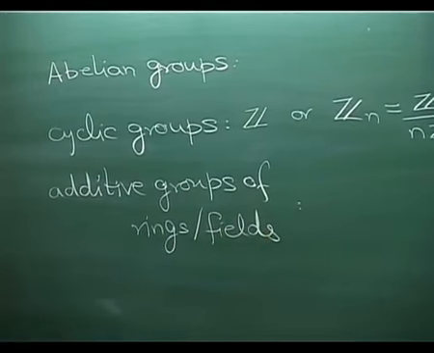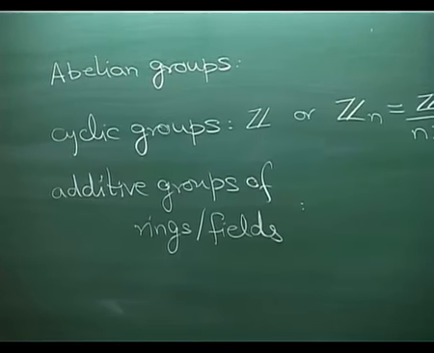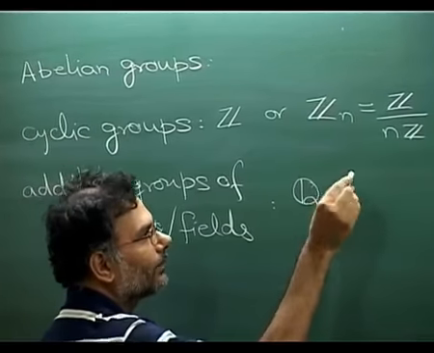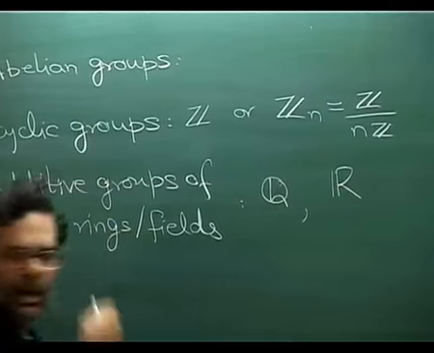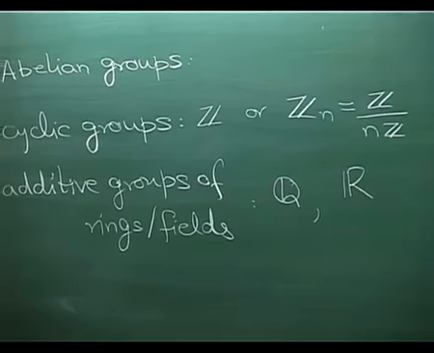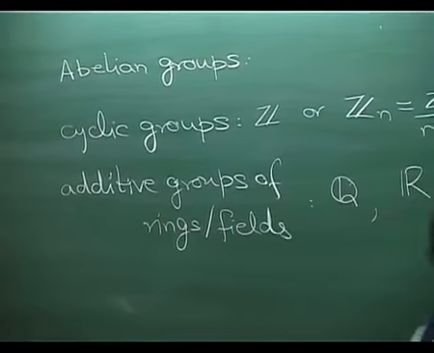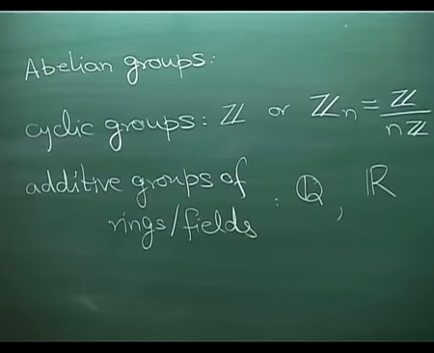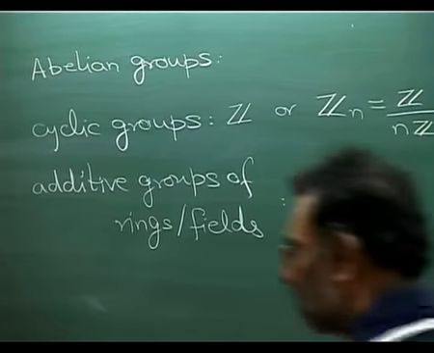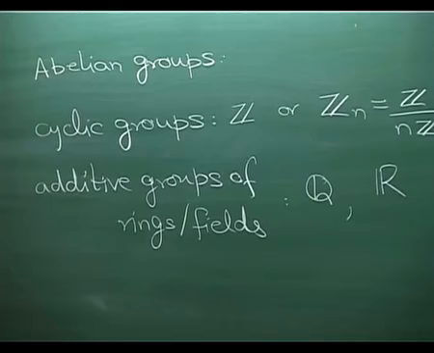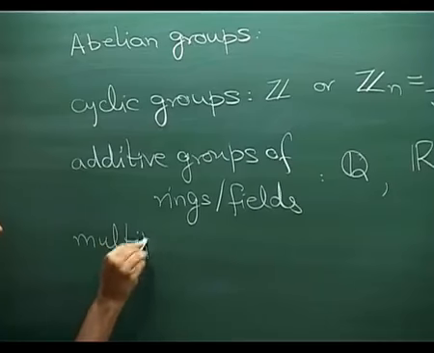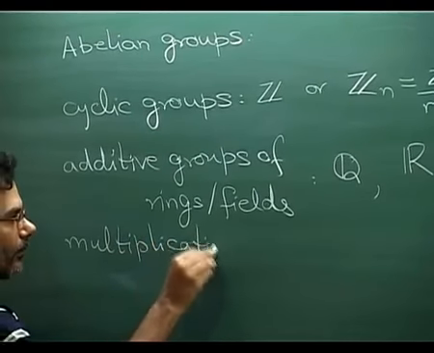So I am going to give examples. Let's just take Q, for example. That's a ring. You can consider Q as an abelian group, or say R. Any ring you can take and consider as a group under addition. And if further the ring is a commutative ring, then you can consider the group of its units. In particular, if it's a field, you can consider all non-zero elements, and that will form an abelian group under multiplication. So the next example is multiplicative groups.